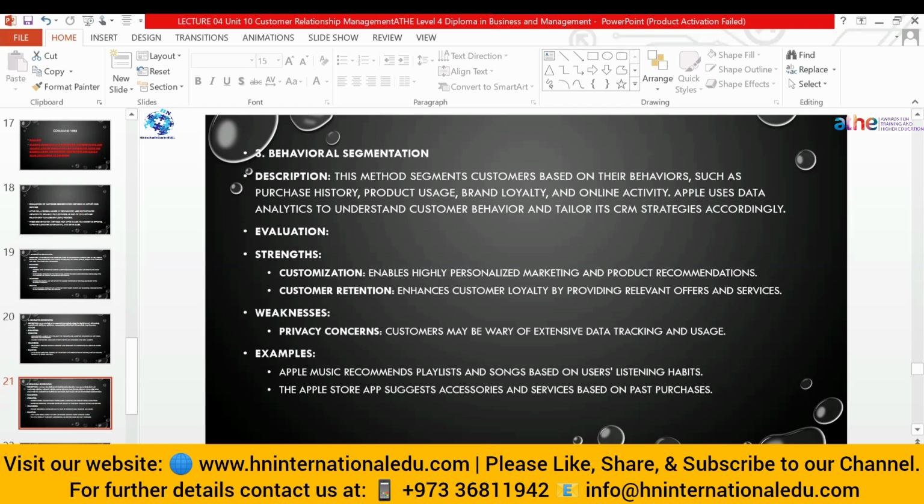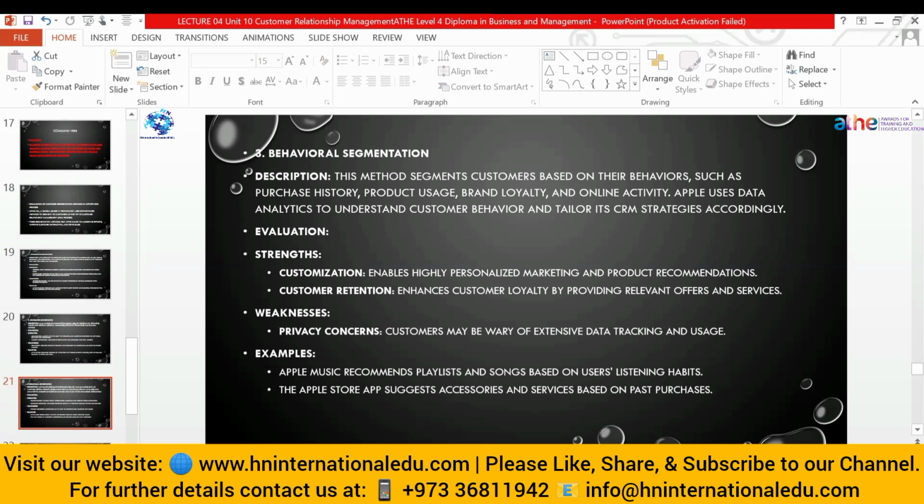Consumer retention: it enhances customer loyalty by providing relevant offers and services. They are going to provide you those discount codes and coupons through which you're going to be affiliated with the brand itself. You would think, rather than spend money somewhere else, I should stick here. Weakness: privacy concerns. Consumers may be wary of extensive data tracking and usage, because they are rigorously tracking people. They have to see your pattern changes, what you're liking, what you're disliking, what you like in their categories.